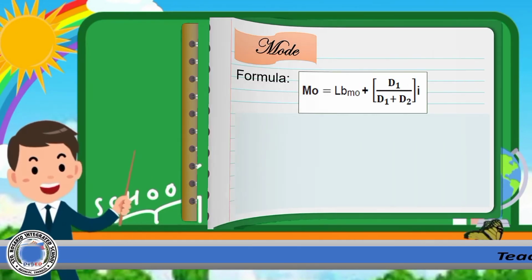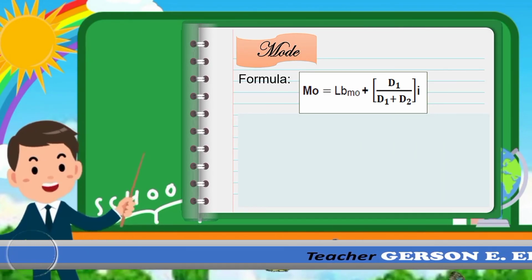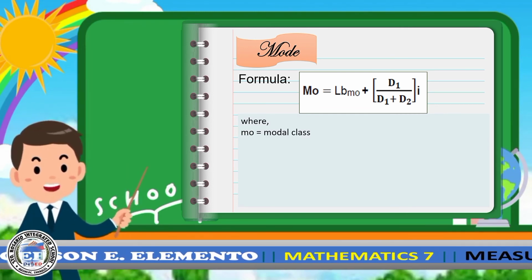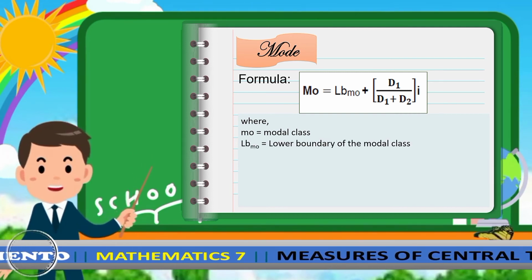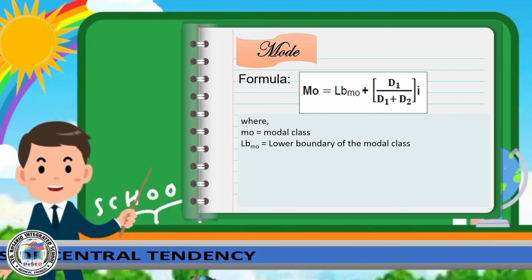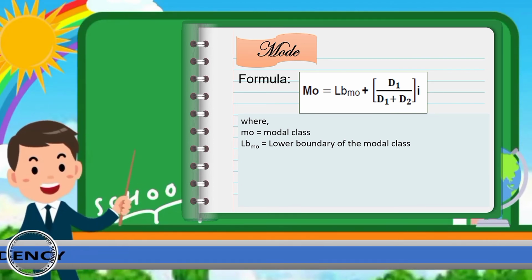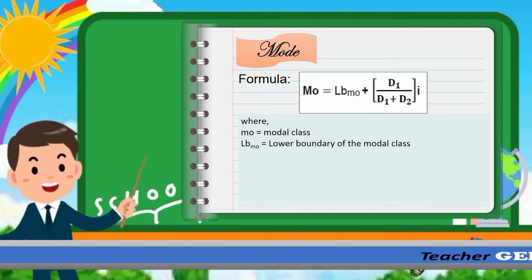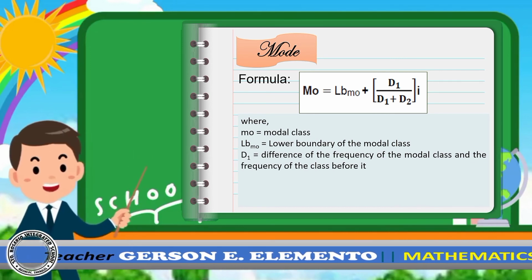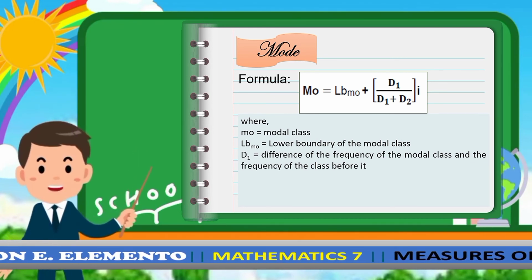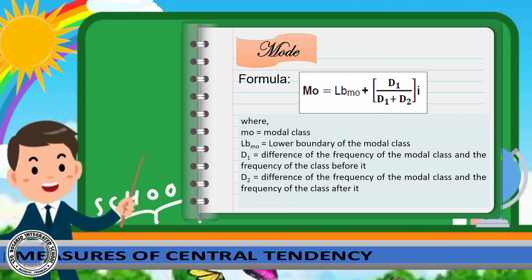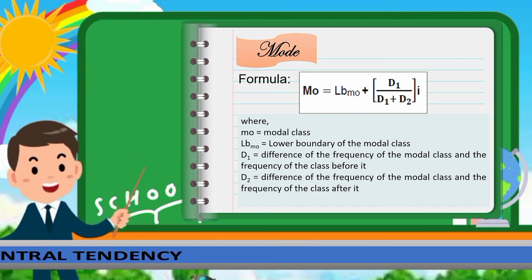In finding the mode, we will use the formula where MO is the modal class, LB sub MO is the lower boundary of the modal class, D sub 1 is the difference of the frequency of the modal class and the frequency of the class before it, D sub 2 is the difference of the frequency of the modal class and the frequency of the class after it, and I is the interval or class mark.